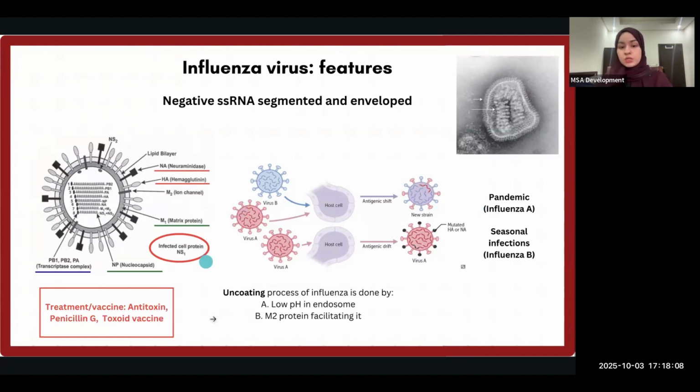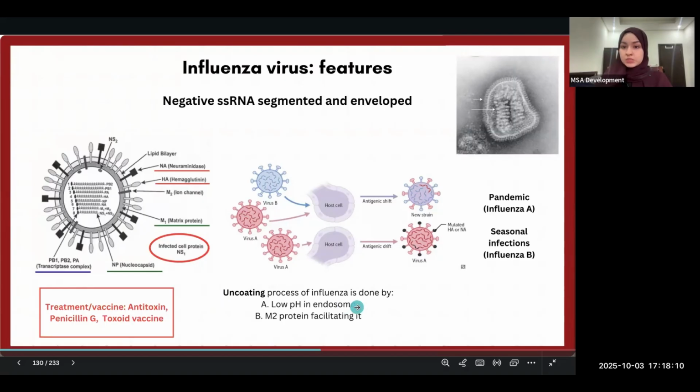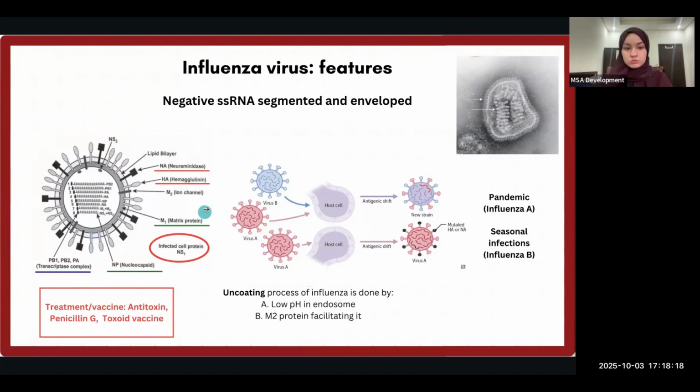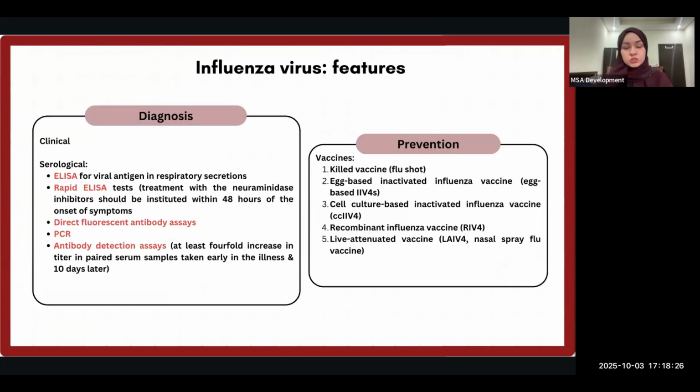Now, the uncoating process of influenza, this is a past question that I saw that I thought was important to mention, is caused by the low pH and the M2 protein, the ion channel. So remember this. Okay. For the features, again, not really going to go through this.